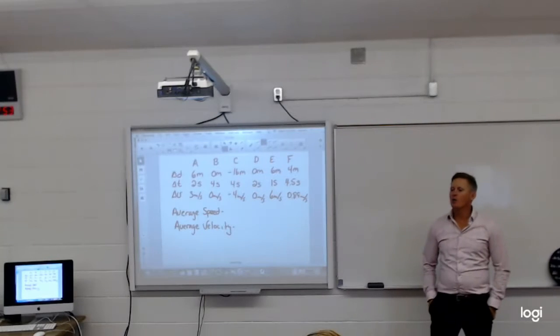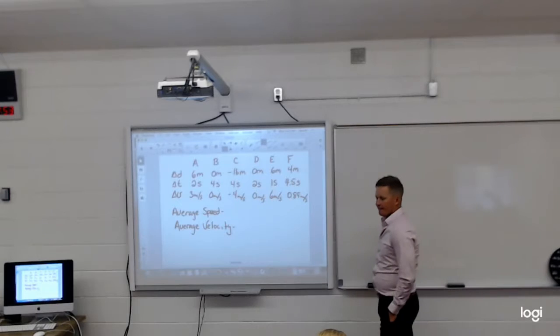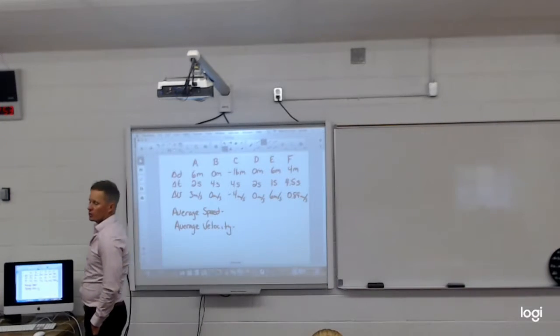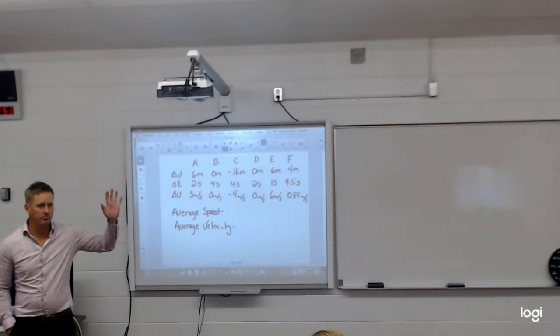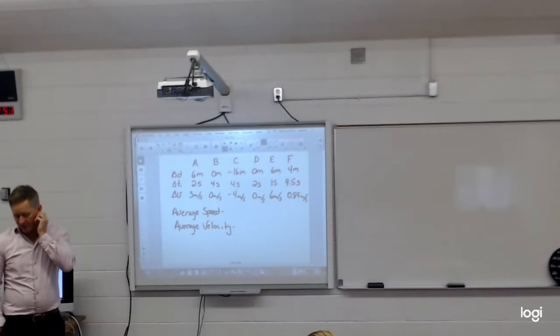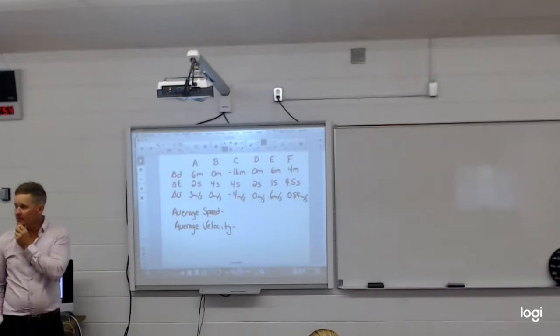Who got 32 for your distance? Who's not sure? Okay, just look at my graph for a second. Don't look at any of the numbers on the board, look at the graph. How far did I go away in the positive direction? I went 6 meters away, right?